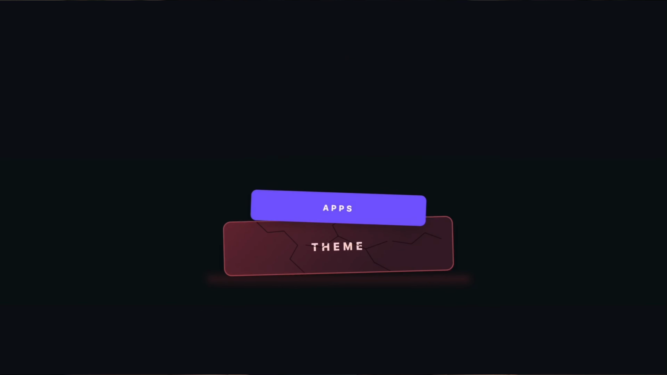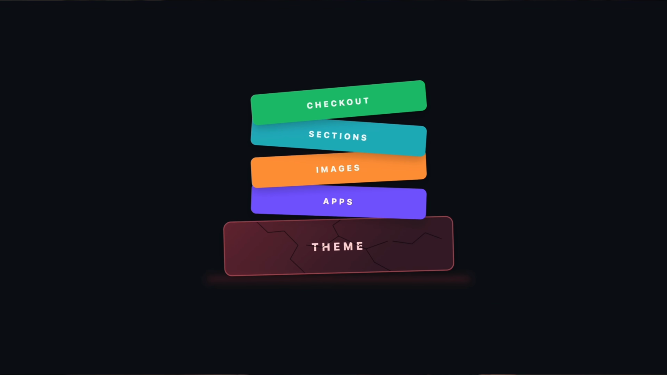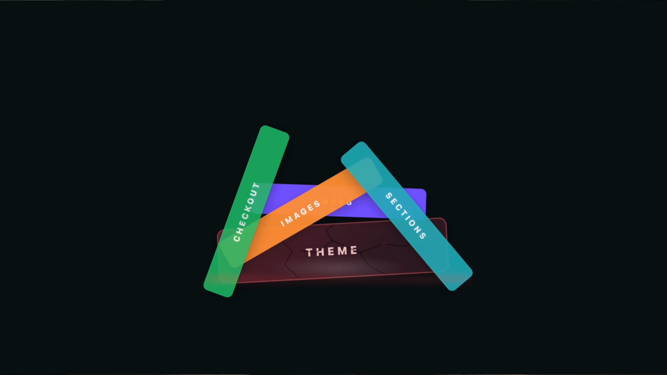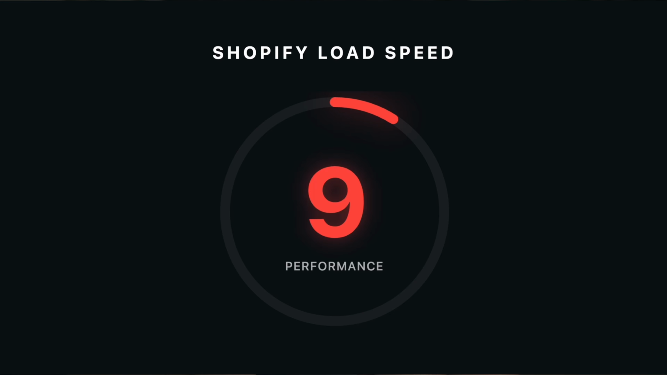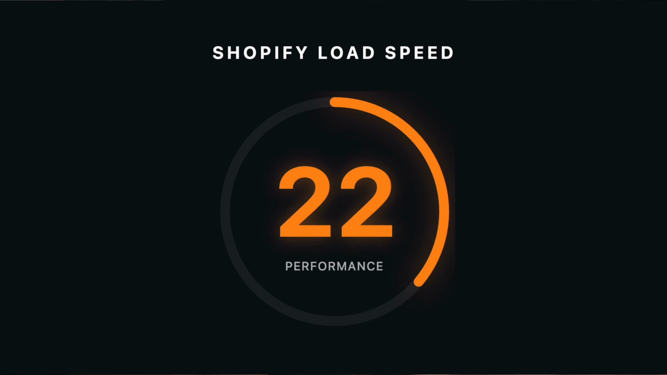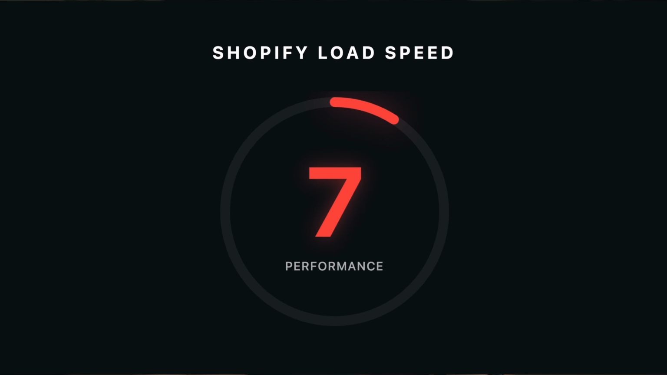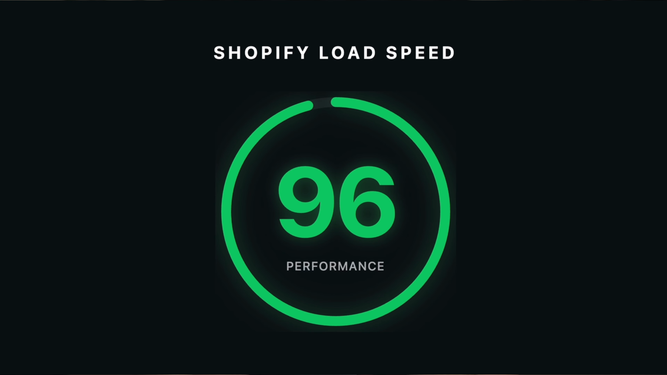But if your theme's code is slow, heavy, poorly written, you're fighting an uphill battle. You can optimize images all day. You can strip out every app and your store will still feel sluggish because the thing running it all was never built for speed in the first place. This is something I see constantly. Merchants are spending weeks doing all the right optimizations and the needle barely moves. Then they switch themes and suddenly everything is faster. Same product, same app, same images, different foundation.